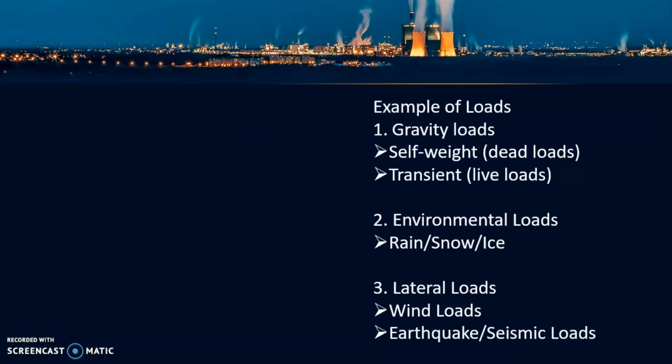Then, meron din tayong example of loads. We have 3 types of loads, yung gravity loads, environmental loads, and lateral loads. Yung gravity loads, meron tayong dead load or the self-weight of the structure. And live loads, transient or the moving loads. Yung dead load natin guys, lahat ng naka-fixed na materials natin sa structure natin, considered as dead load siya. For example, yung mga electrical wires natin, yung plumbing, yung aircon, naka-fixed na sa structure natin, considered as dead load sila. Yung mga moving loads natin or live loads, for example, yung mga tao sa mall or sa bahay, lahat ng nagagalaw natin, for example, yung cabinet, yung table, yung chairs, lahat yun live loads.